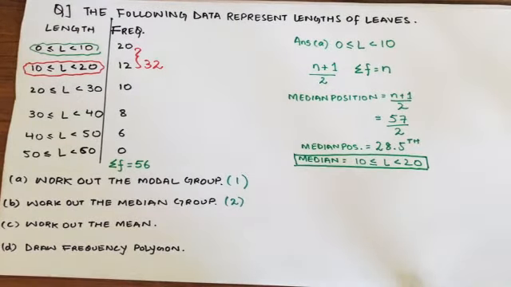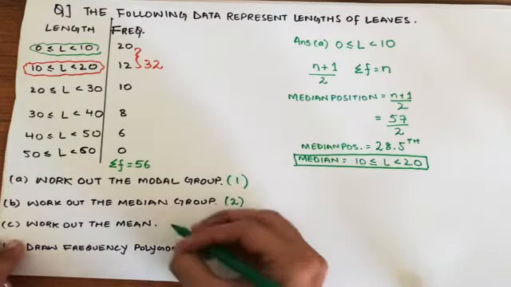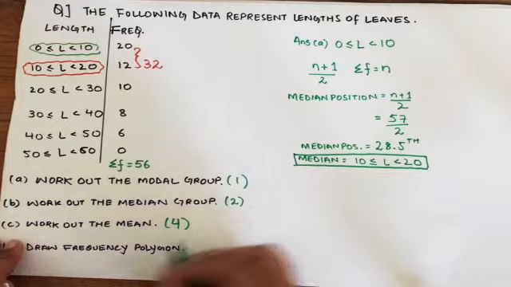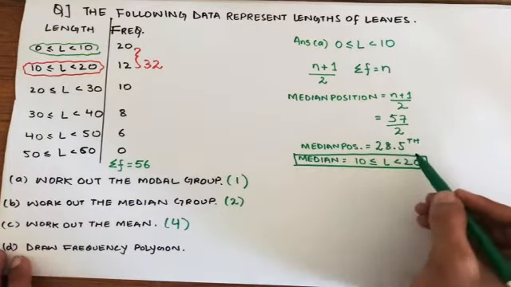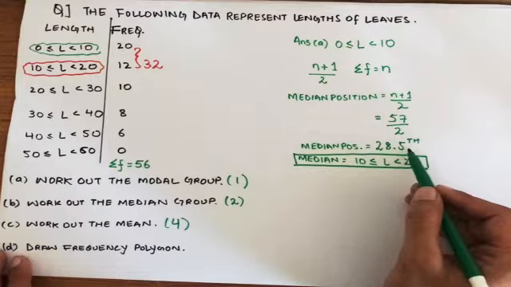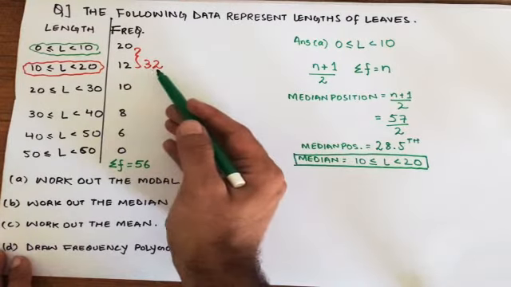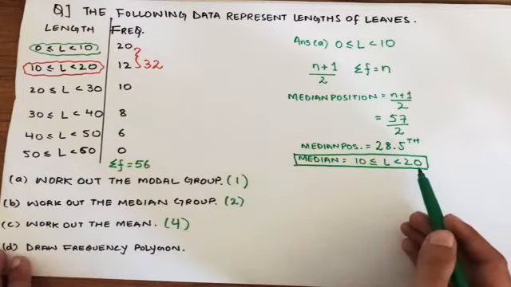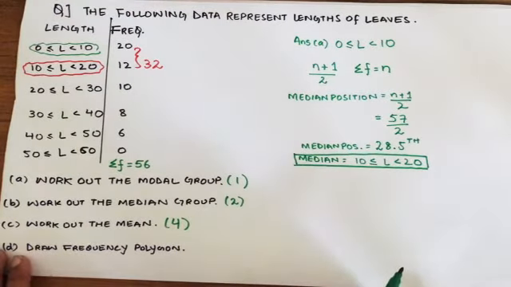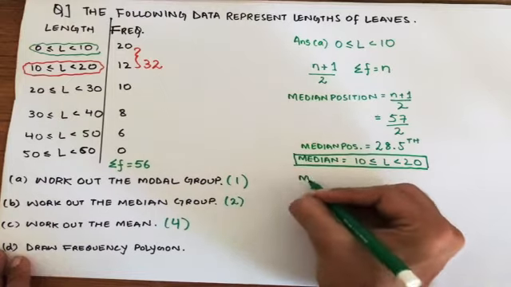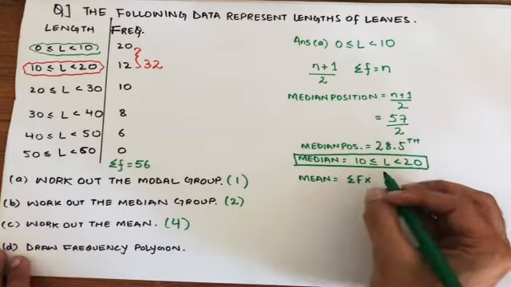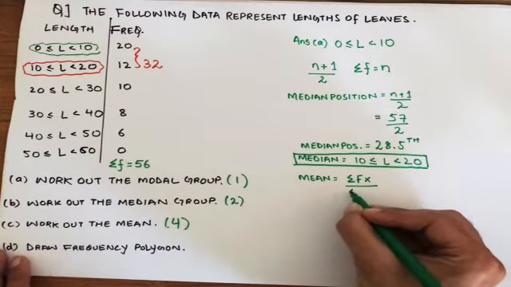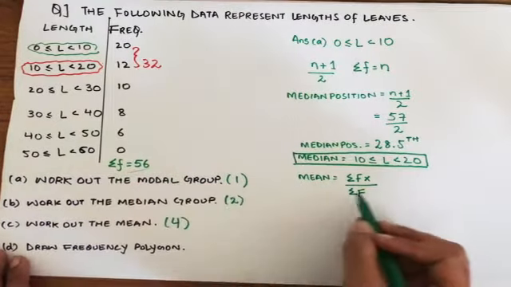Alright, moving to the mean. This would be around 3 to 4 marks. So let me just go ahead and justify this. 2 marks for the median: 1 mark is for finding out the median position, that is 28.5, and the second is for going to that position and finding out what your actual median is. So 1 mark for this, total of 2 marks. The mean. So mean is summation fx upon summation f. We've already got this here.